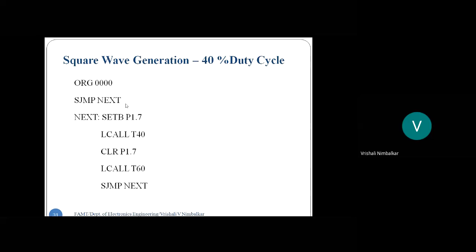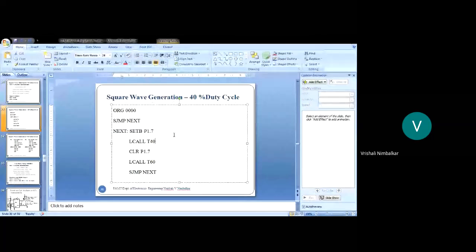As we thought of our main program, ORG 0, the first instruction is set P1.7, and we will call the timer program which generates a delay of 4 milliseconds. I have just given some labels. I gave T40, or I can change it to T4 milliseconds, and let this be 6 milliseconds. Hope you are seeing the changes.